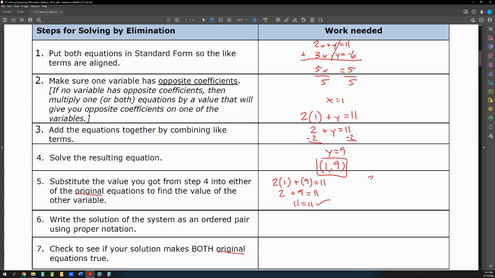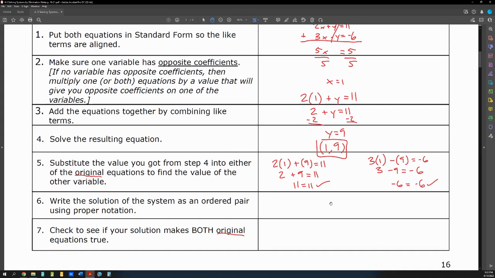Let's check the other one. 3x minus y equals negative 6. So 3 times 1 minus 9 is equal to negative 6. Well, 3 times 1 is 3, minus 9 equals negative 6. And indeed, negative 6 is equal to negative 6. So this checks out as well. So we know that we have solved this correctly.